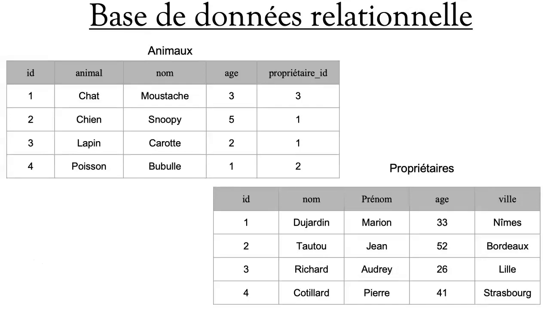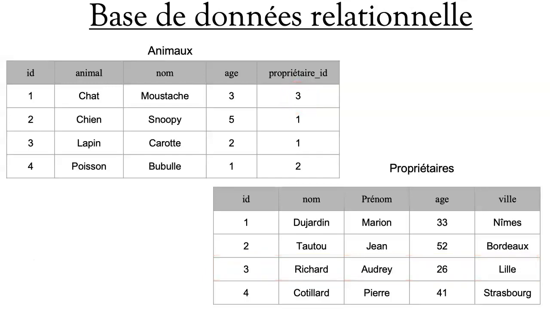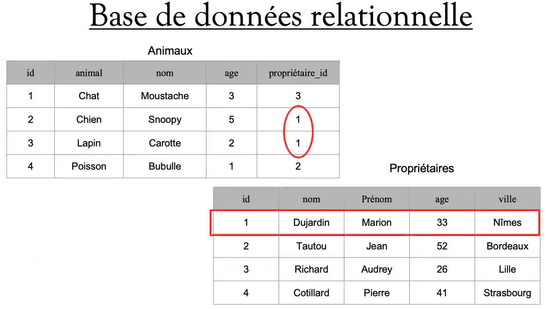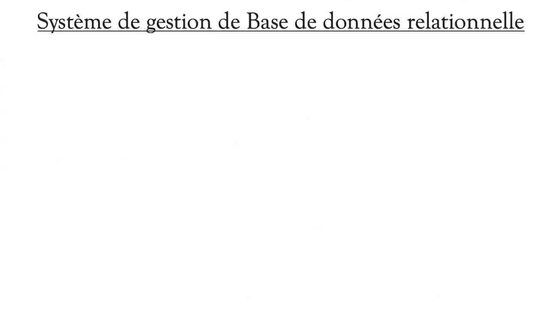This way, we can observe that Moustache the cat has the owner ID 3. This corresponds to Audrey Richard from Lille in the owner table. We can also observe that the owner of Snoopy the dog and Carotte the rabbit is Marion Dujardin with ID 1. We will further explore the subject of relationships in databases later in this course, so please don't worry if it's not completely understood at this stage. When people talk about databases, they usually refer to relational database management systems.